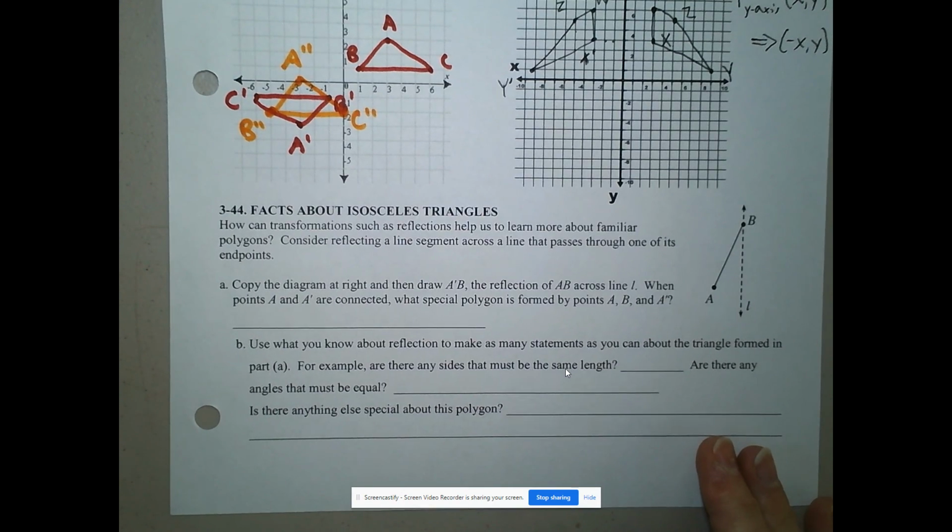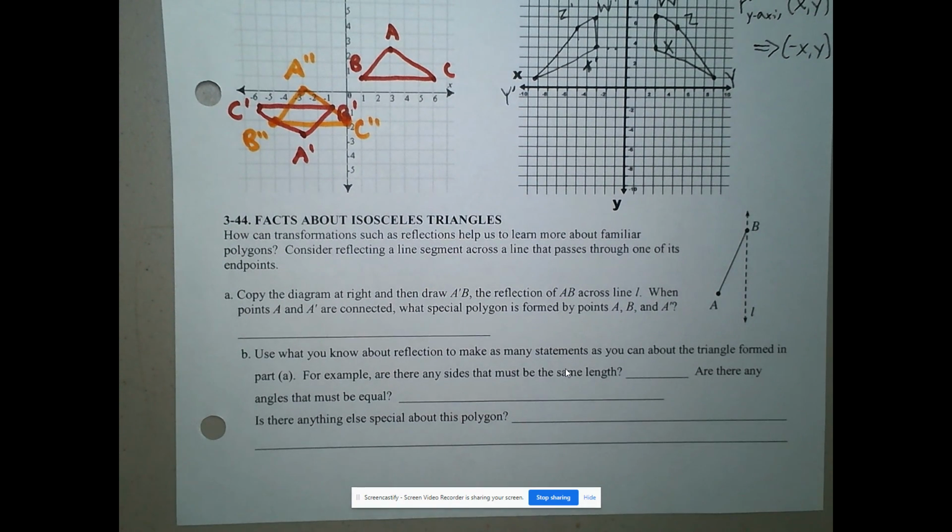How can transformations such as reflections help us learn more about familiar polygons? Consider reflecting a line segment across a line that passes through one of its endpoints. So one of the endpoints of the segment B is actually on the line of reflection, and so it will stay on the line of reflection. Copy the diagram at the right. You don't need to copy it because it's on the paper. And draw A prime B where we reflect it.